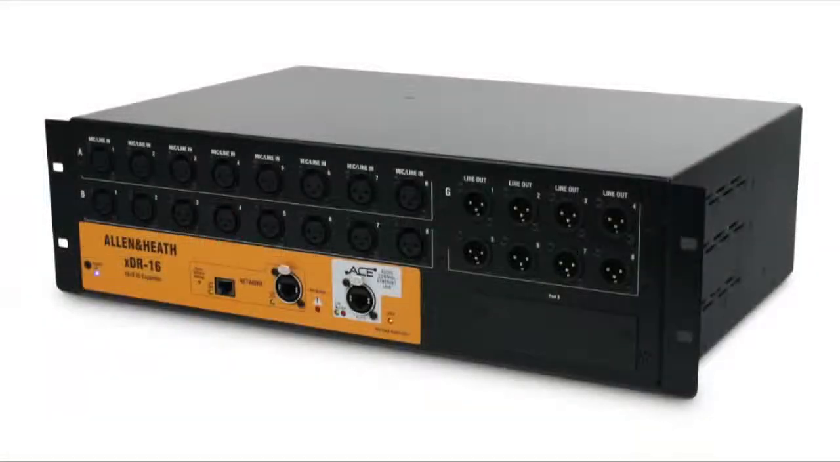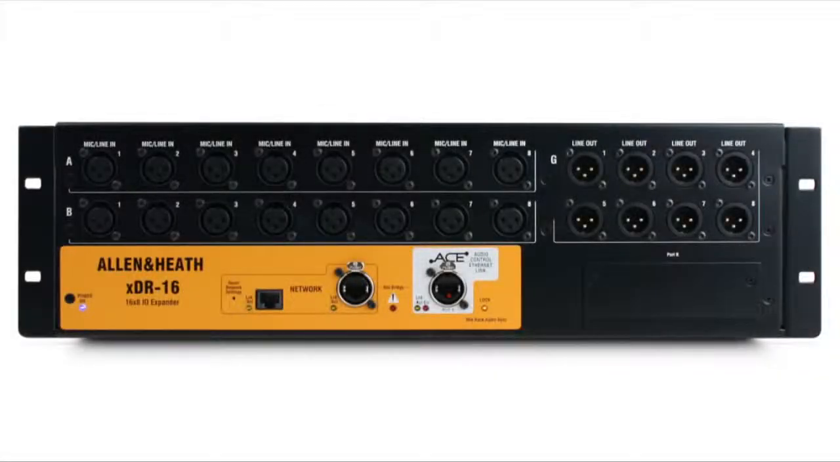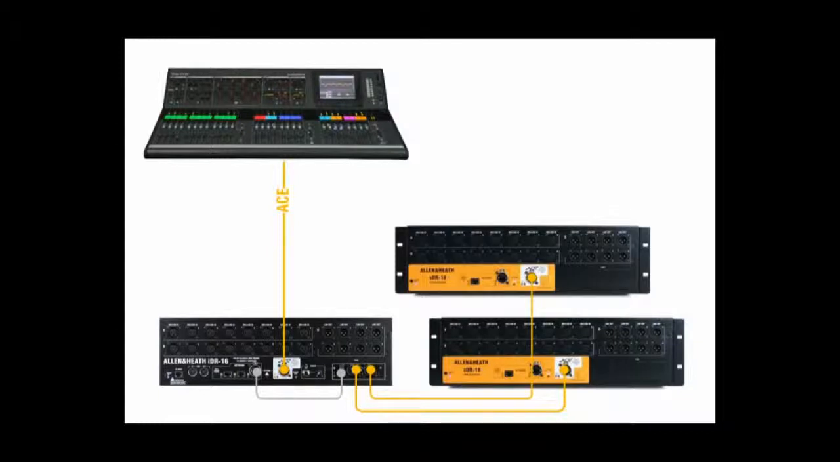The xDR16 is a rack-mounted audio expander for any iLive mix rack. It adds 16 mic line preamps, 8 XLR line outputs, an extra port B expansion slot, network ports and an integrated ACE interface. Up to 2 xDR16 expanders may be connected over Cat5 cable to any iLive mix rack via an ACE option card fitted in its port B.